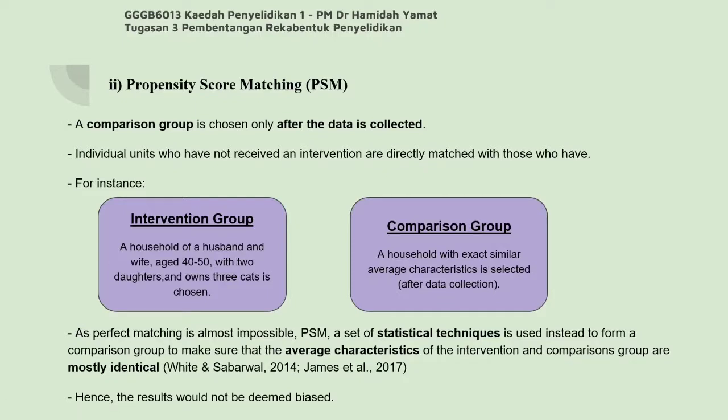Because knowing perfect matching is almost impossible, PSM, a set of statistical techniques, is used instead to form a comparison group. So to make sure that the average characteristics of the intervention and comparison groups are mostly identical. Hence, the results will not be deemed biased.